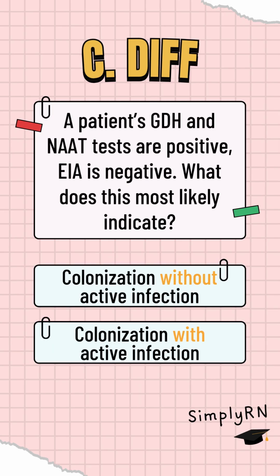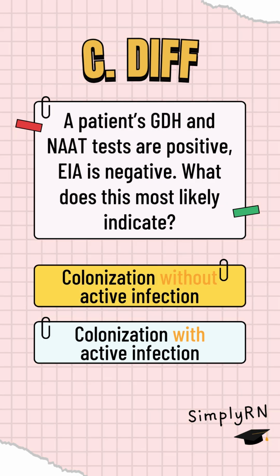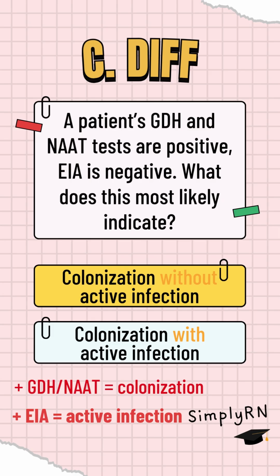A patient's GDH and NAAT tests are positive. EIA is negative. What does this most likely indicate? Colonization without active toxin production. Again, a positive GDH confirms the colonization of C. difficile. A positive EIA test is required to confirm active infection. NAAT is another test that checks for colonization of C. difficile.